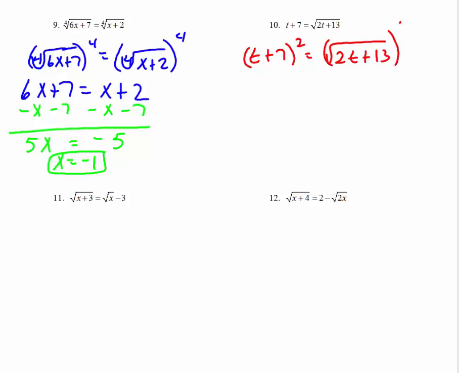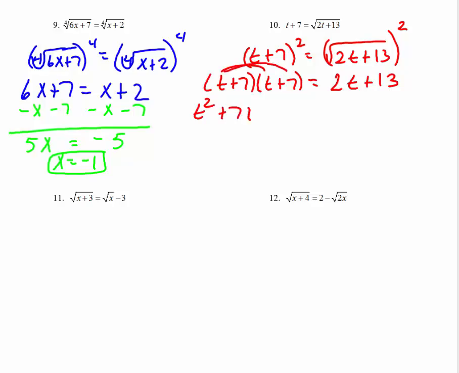Just like on that previous problem number 8, t plus 7 means we have to write it twice and FOIL it out. And on the right-hand side, the square and the square root just cancel each other out. So t times t is t squared. Outer would give me a 7t. Inner would also give me a 7t. And last would give me a 49. And I still have 2t plus 13.